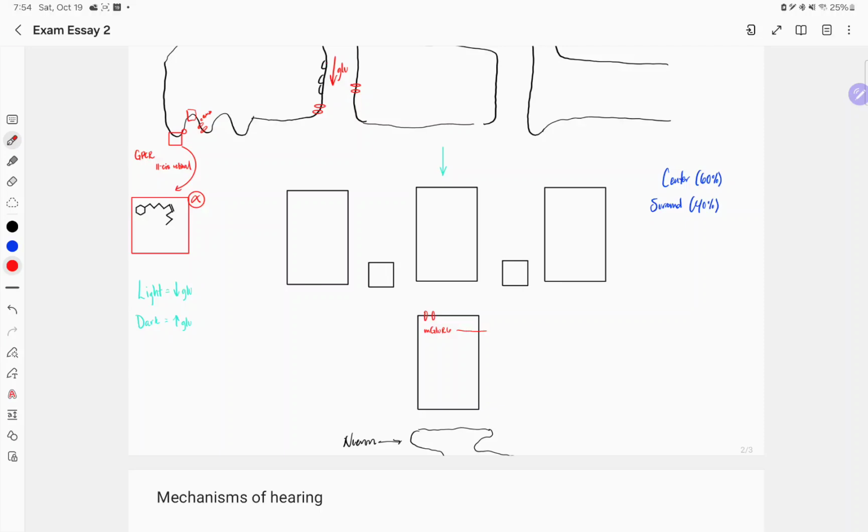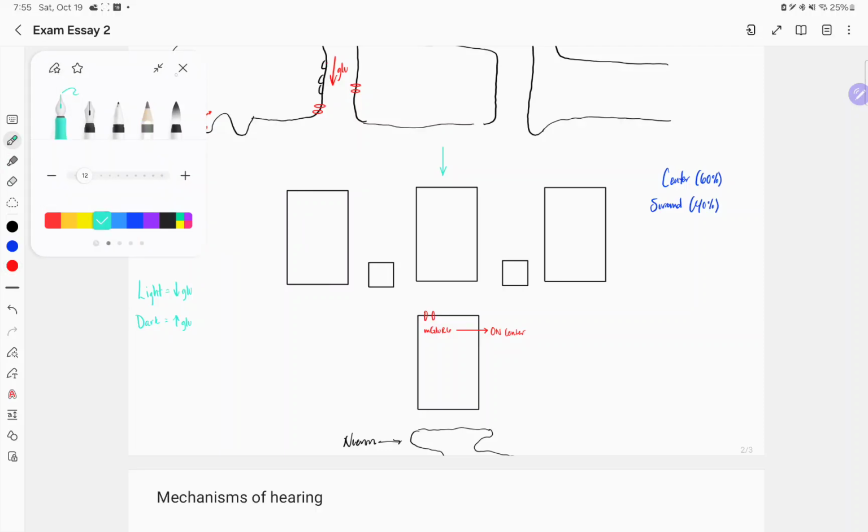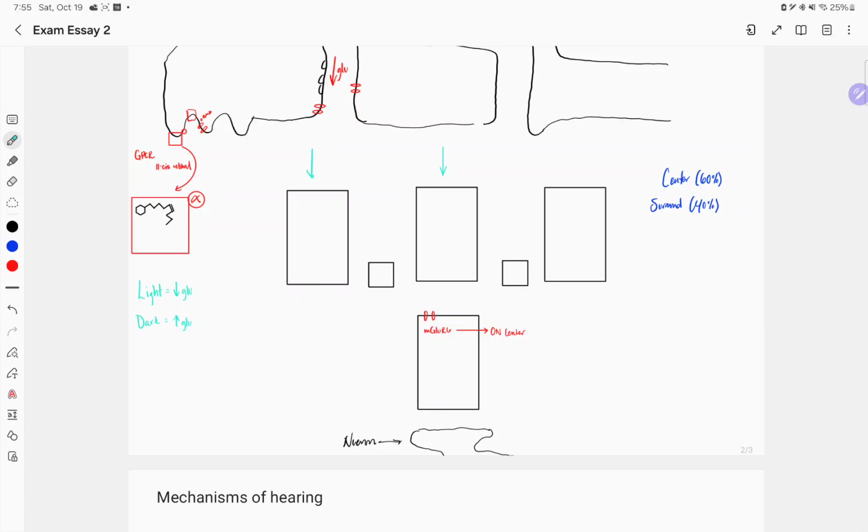What does that tell us? Well, we just talked before. That tells us that this is on center. And if we have light, I'm just going to say we have light hitting all of these, what's going to happen? Well, on center, off surround.